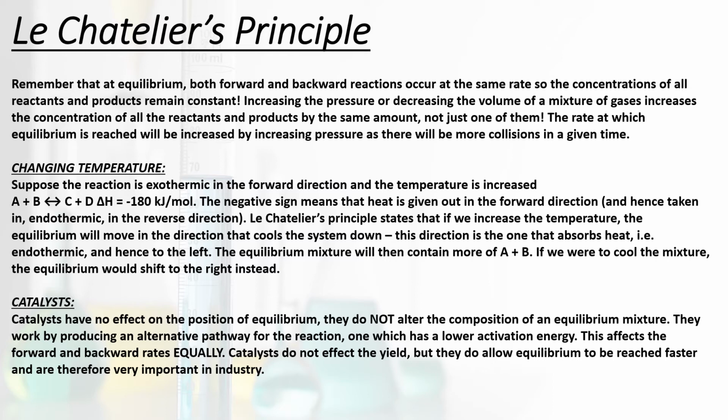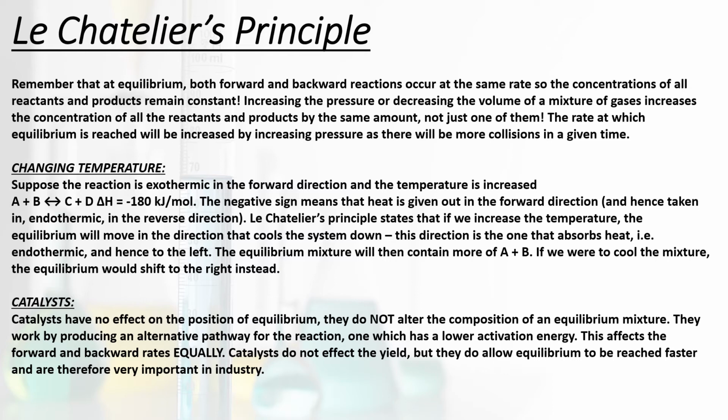If I now do this reaction in the presence of a catalyst, I have exactly the same equilibrium position. I have exactly the same proportions of reactants and products. They do not alter the composition of our equilibrium. Remember that a catalyst works by producing an alternative pathway for the reaction, one that has a lower activation energy. And a lower activation energy means that we have a faster rate of reaction. Catalysts speed up chemical reactions.